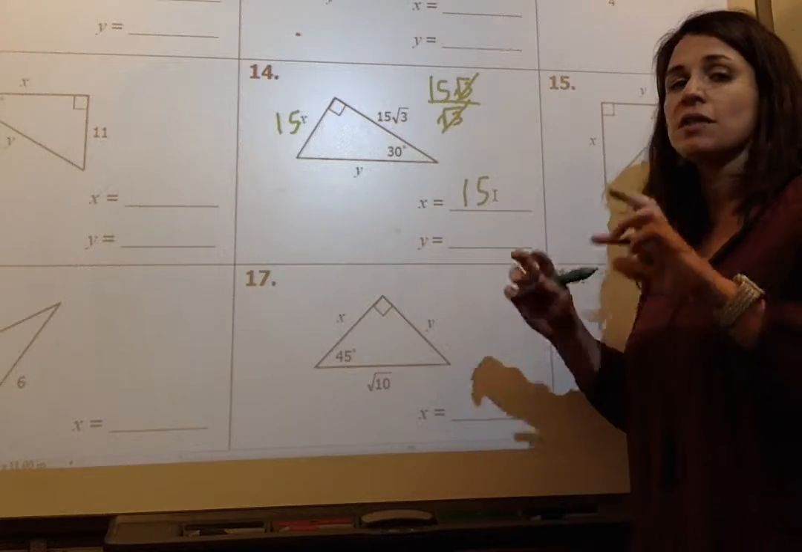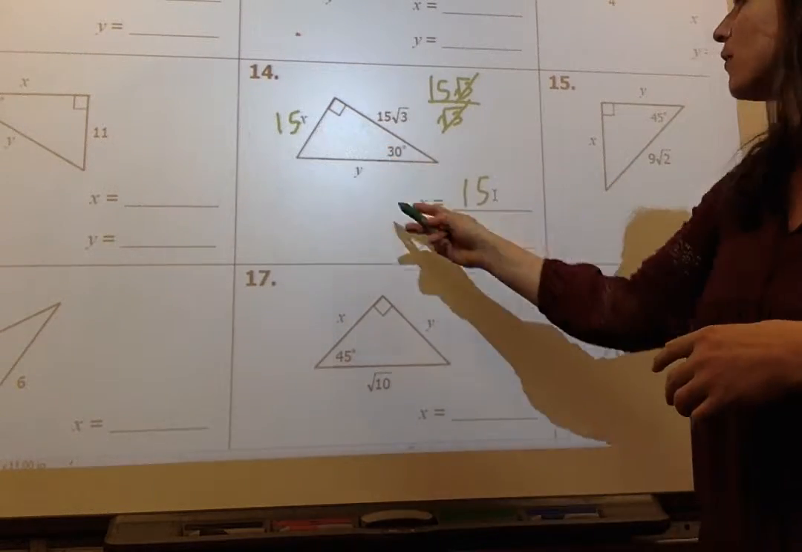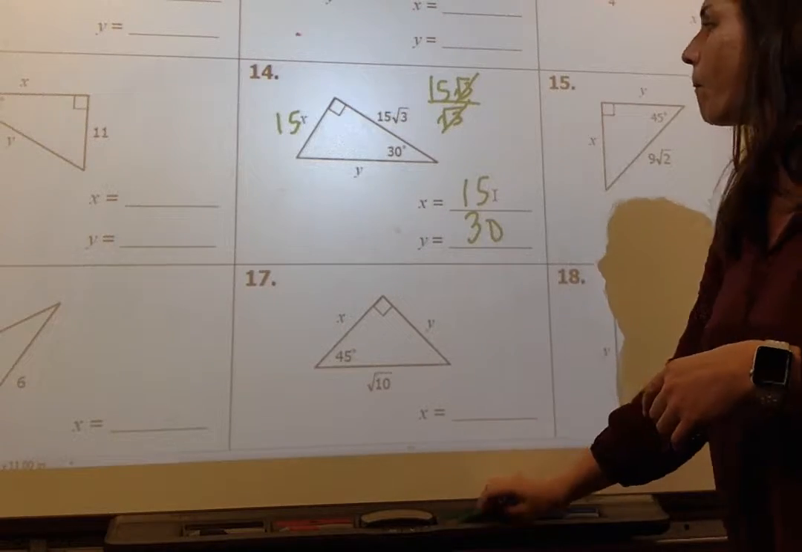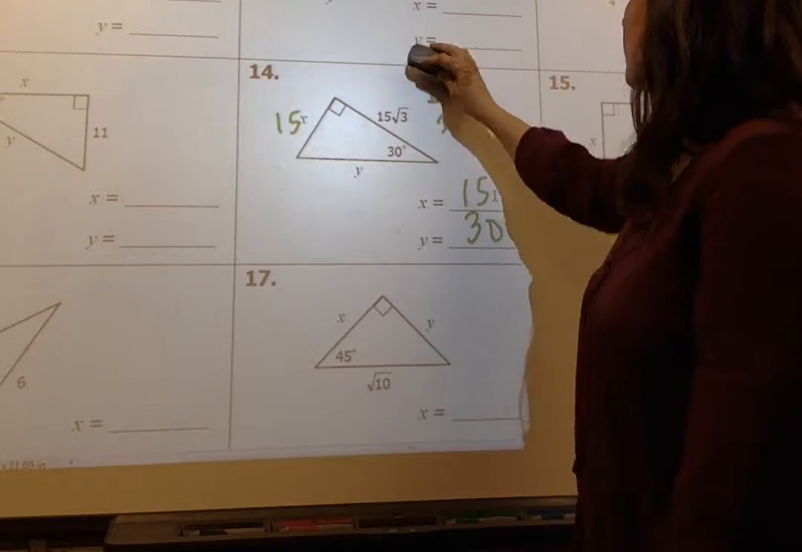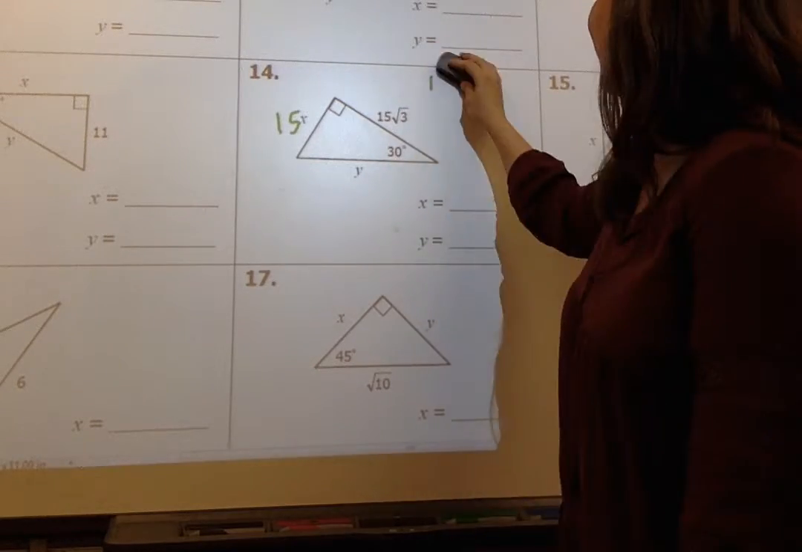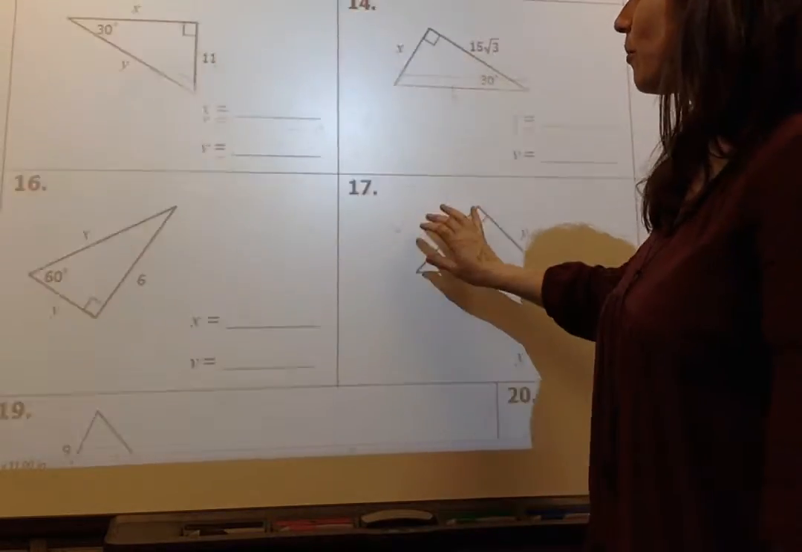And then your hypotenuse is double the length. So if x is 15, y is 30. Okay? All right. Let's take a look at number 16.